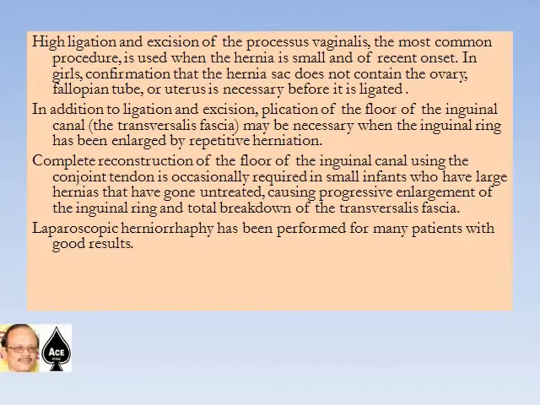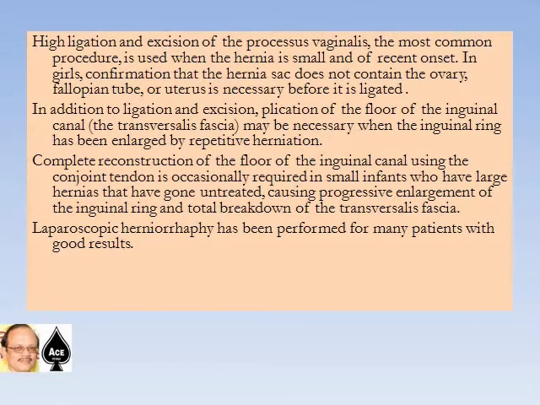High ligation and excision of the processus vaginalis, the most common procedure, is used when the hernia is small and of recent onset. In girls, confirmation that the hernia sac does not contain ovary, fallopian tube or uterus is necessary before it is ligated. Then, in addition to ligation and excision, plication of the floor of the inguinal canal, that is the transversalis fascia, may be necessary when the inguinal ring has been enlarged by repetitive herniation. To know the anatomy of the inguinal hernia, please consult video number 1 of this series.